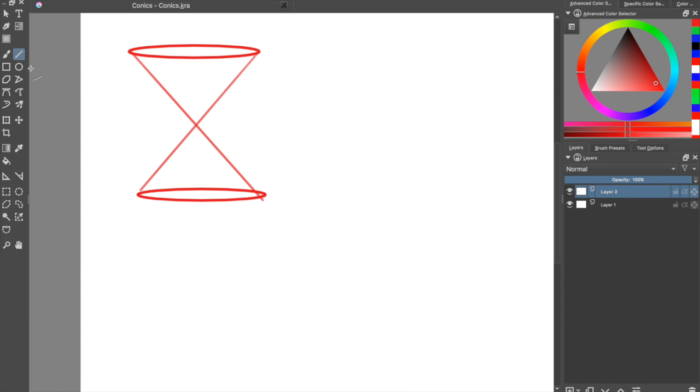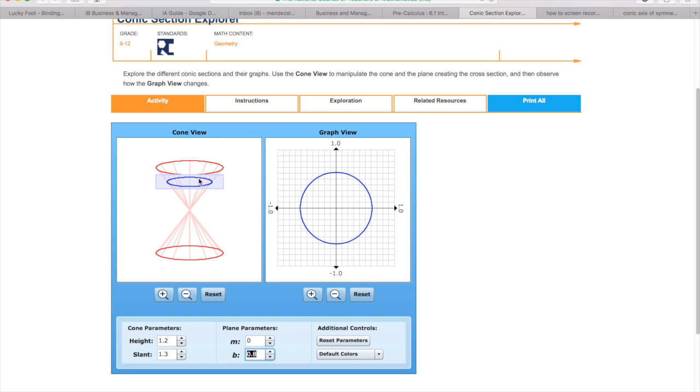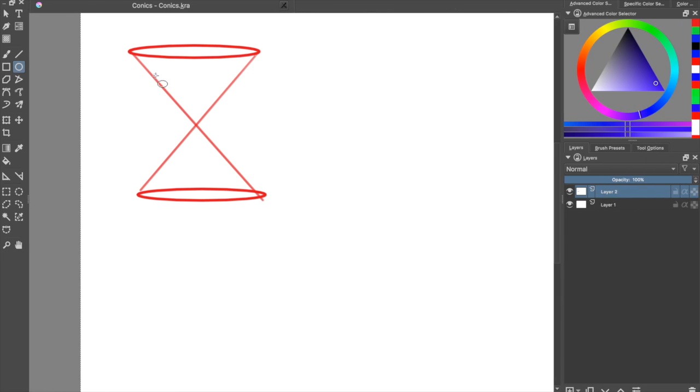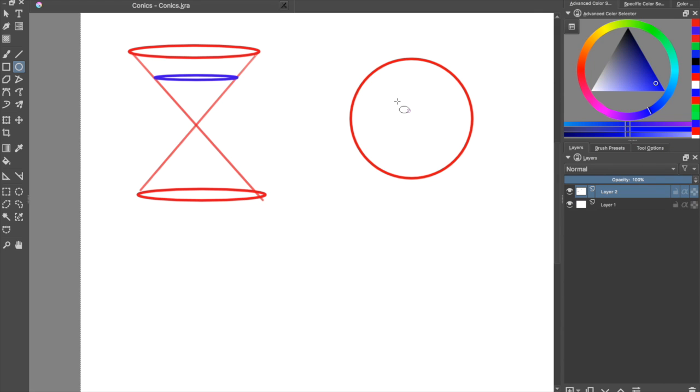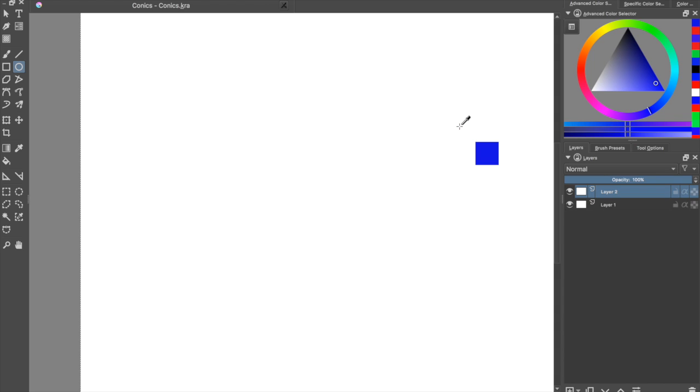Okay, so let's do blue. And let's pick another circle. So a bird's eye view would be kind of like this. So we have a circle, and then here we have the cut. It's parallel, perfect, and it's a circle. It's good. Okay then.